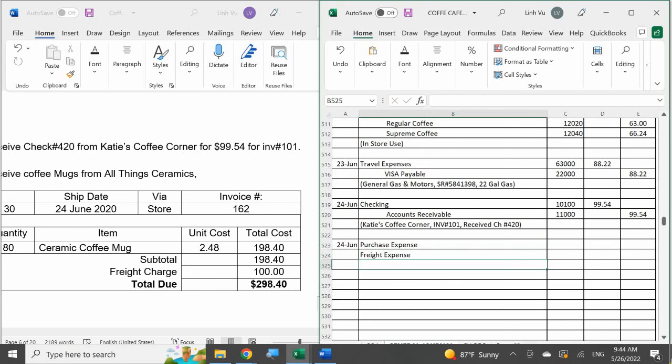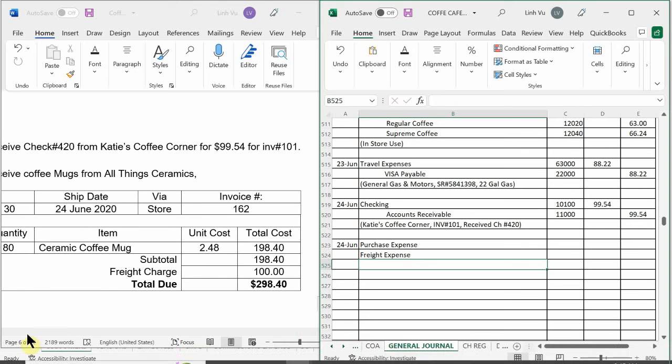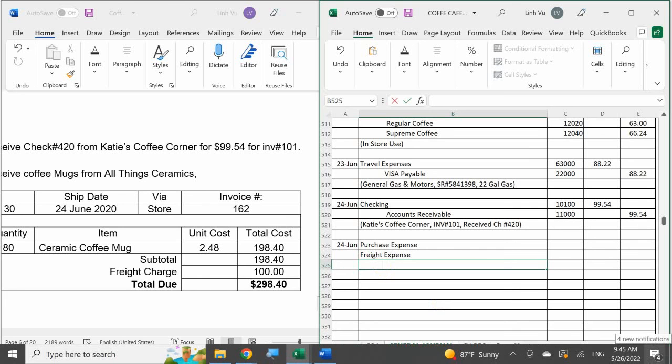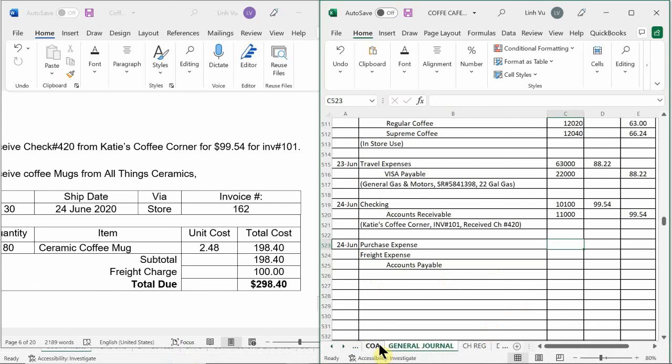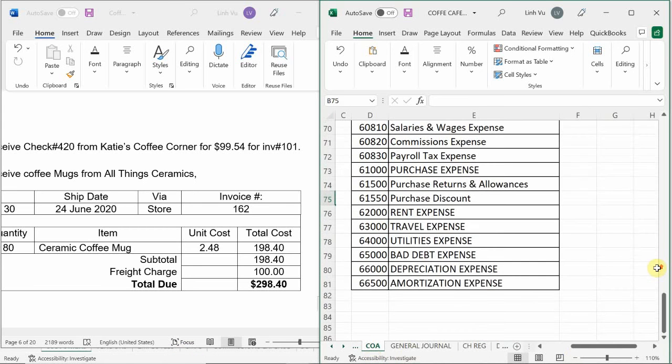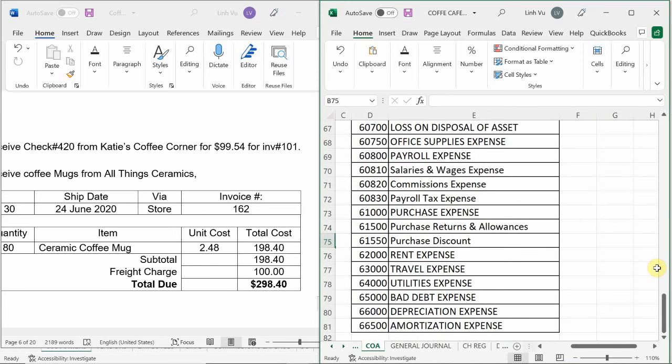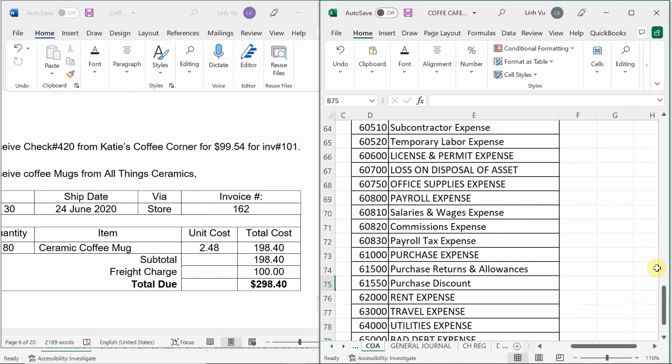And last but not least, am I going to pay this today? No, we're in the negatives. There's no way we would be able to pay at all. So in this case, we're gonna owe it on account. We're going to take advantage of the terms that they gave me.